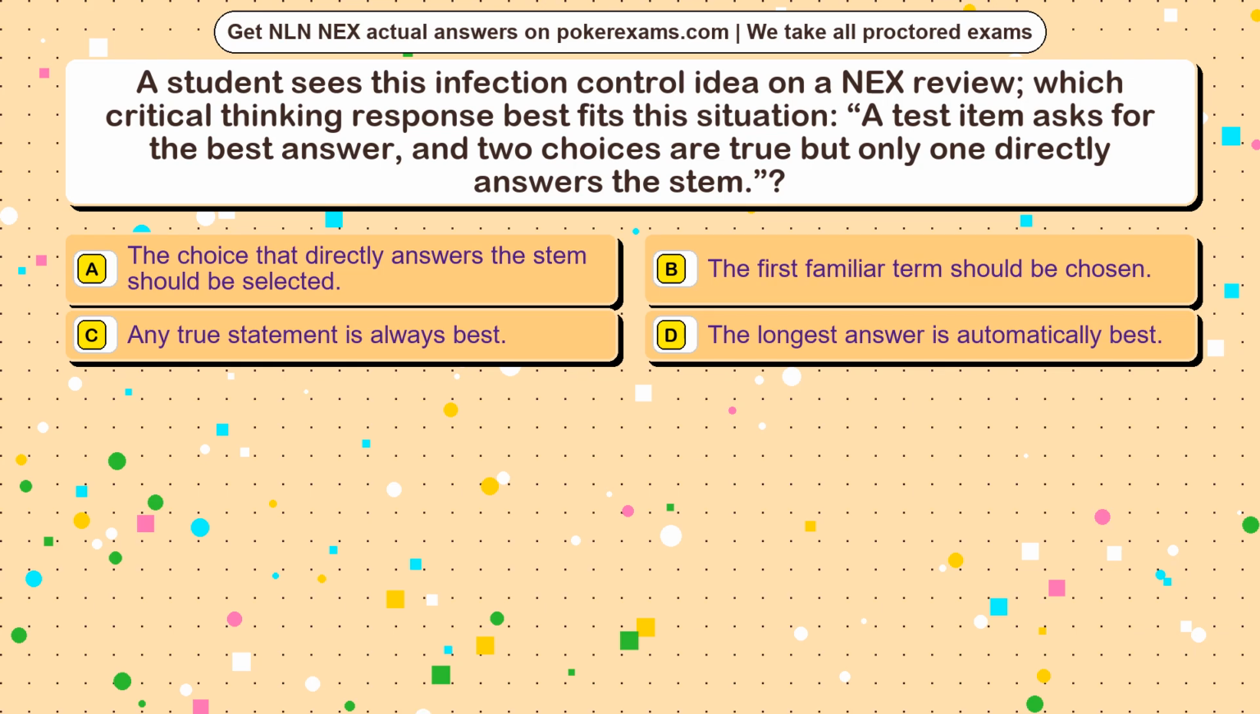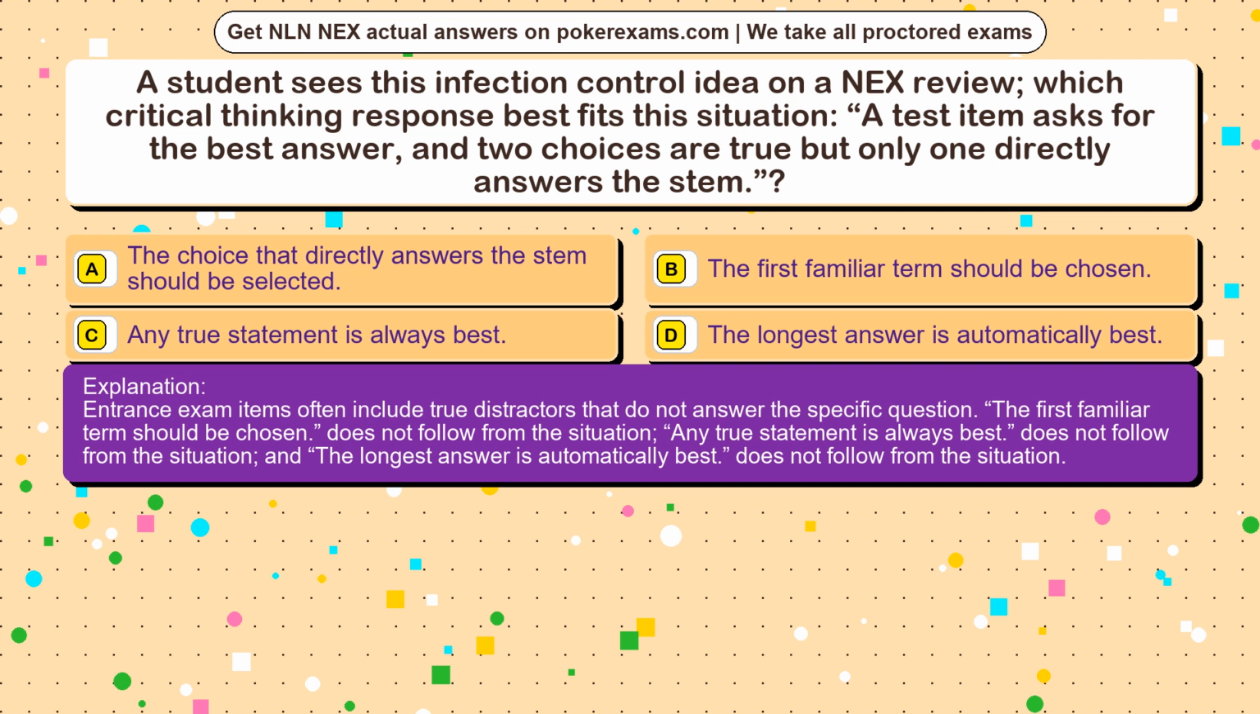The correct answer is option. Entrance exam items often include true distractors that do not answer the specific question. The first familiar term should be chosen does not follow from the situation. Any true statement is always best does not follow from the situation, and the longest answer is automatically best does not follow from the situation.